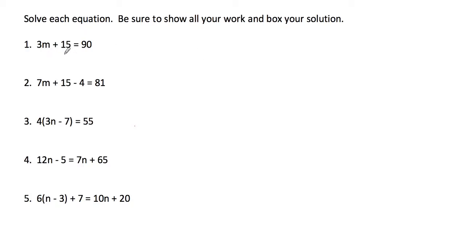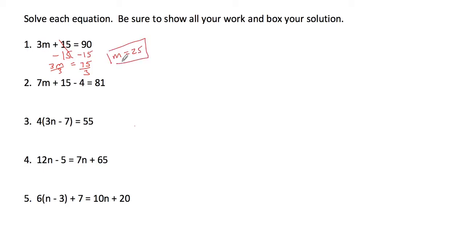Alright, so number one, we have 3m plus 15 equals 90. Let's subtract 15 from both sides. And we wind up with 3m still on the left side is equal to 75. Divide both sides by 3, and we have m equals 25.